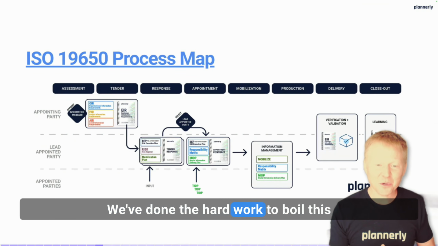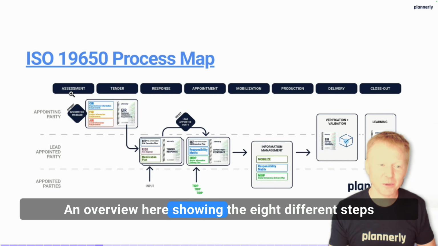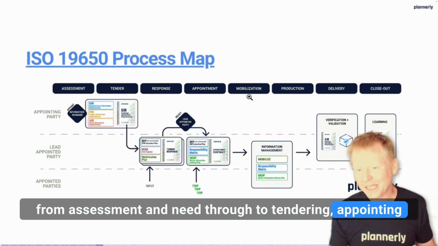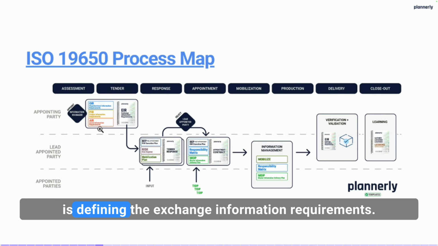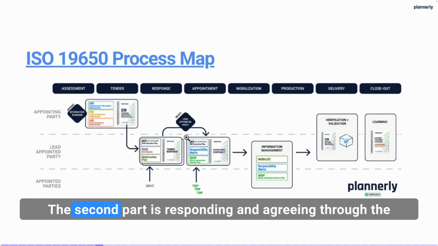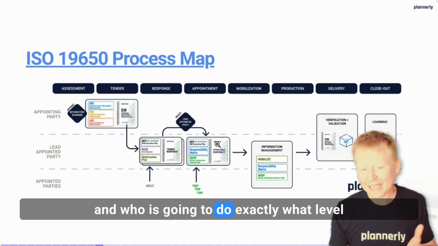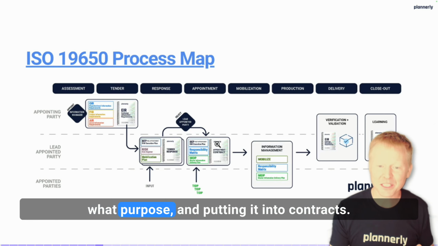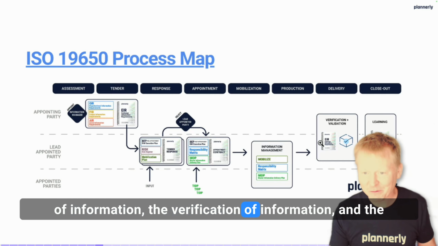We've done the hard work to boil this down into a very simple process map. An overview here showing the 8 different steps, from assessment and need through to tendering, appointing, and right the way through to delivery and closeout. The first part of this workflow is defining the exchange information requirements. The second part is responding and agreeing through the supply chain, through the lead and appointed parties, what and who is going to do exactly what, level of information required at what point in time, for what purpose, and putting that into contracts.